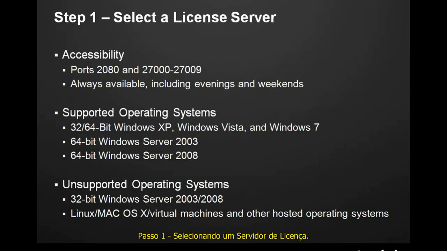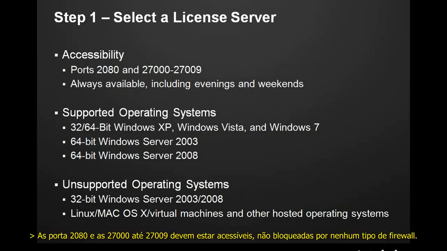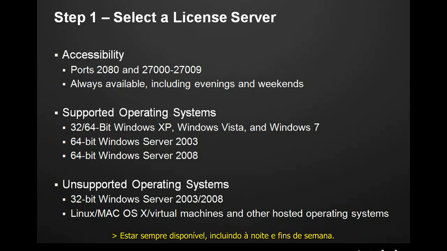For step 1, selecting a license server, there are several relevant variables to be included. First is accessibility. We need to ensure that port 2080 as well as a user-selected port between 27000 and 27009 are always open. This port can be selected by the user and by default is selected as 27000. You also need to ensure that this server is easily accessible and always available to your users, including evenings and weekends, so that there is no restriction in your users' ability to access the licenses.